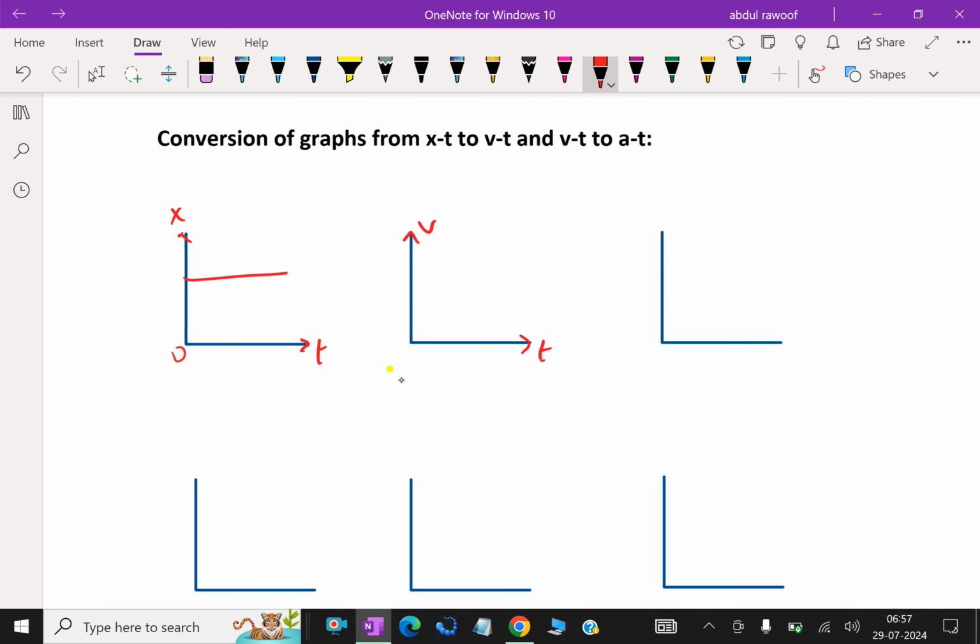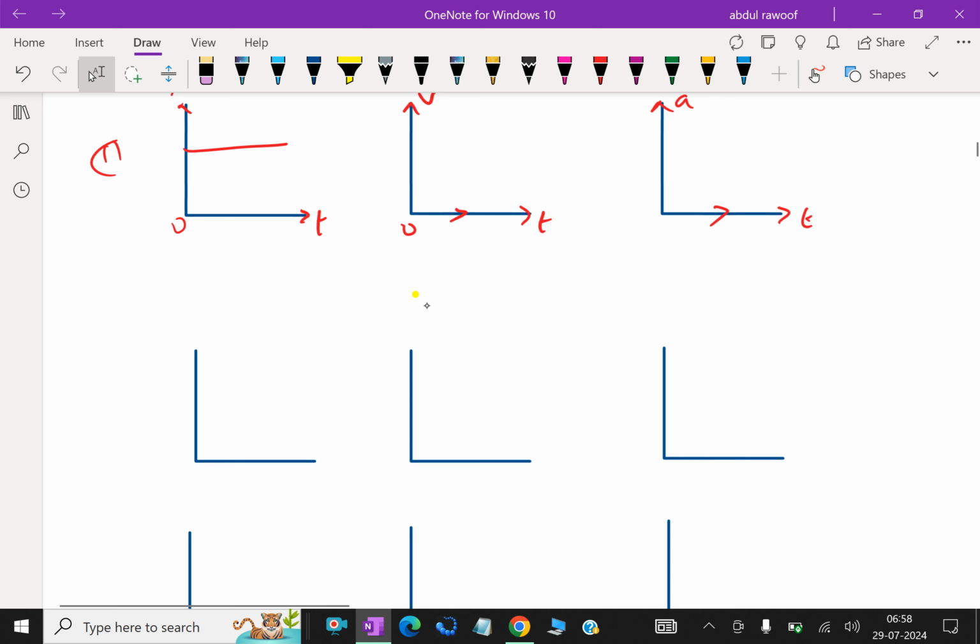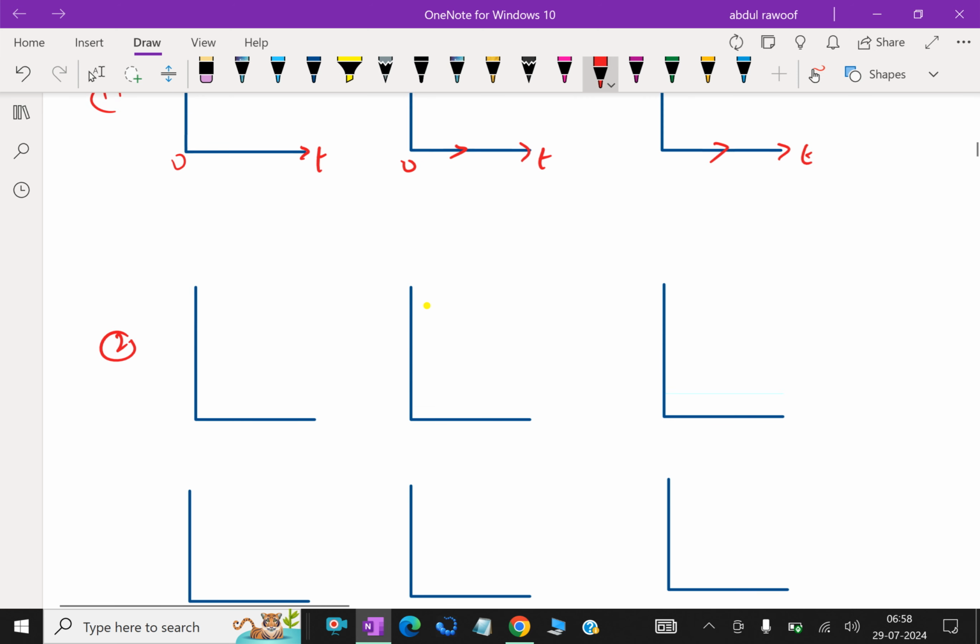Here this is a v-t graph, and what does that mean? Time elapses, but v is constant, v is 0. In the acceleration-time graph, acceleration is also 0, only the time elapses. Next one is the first condition. Then the second.